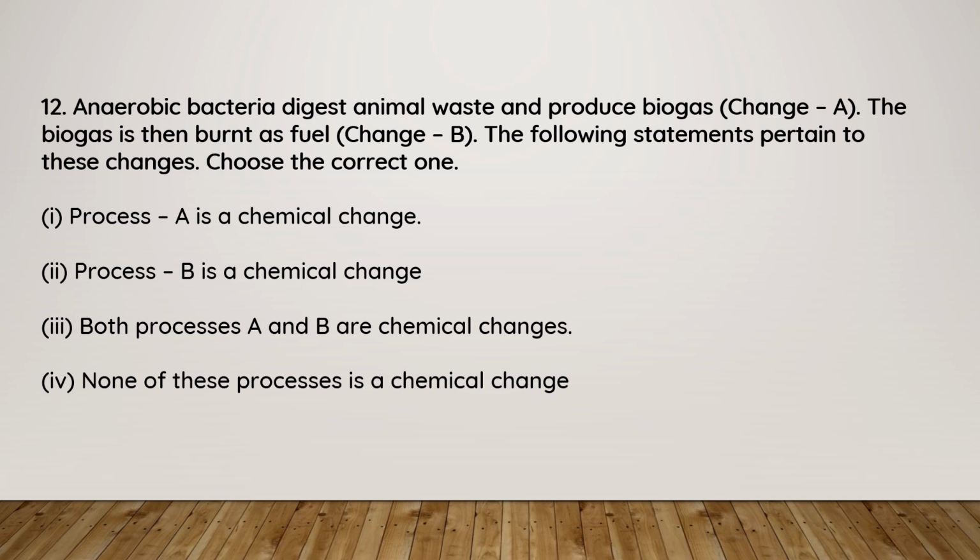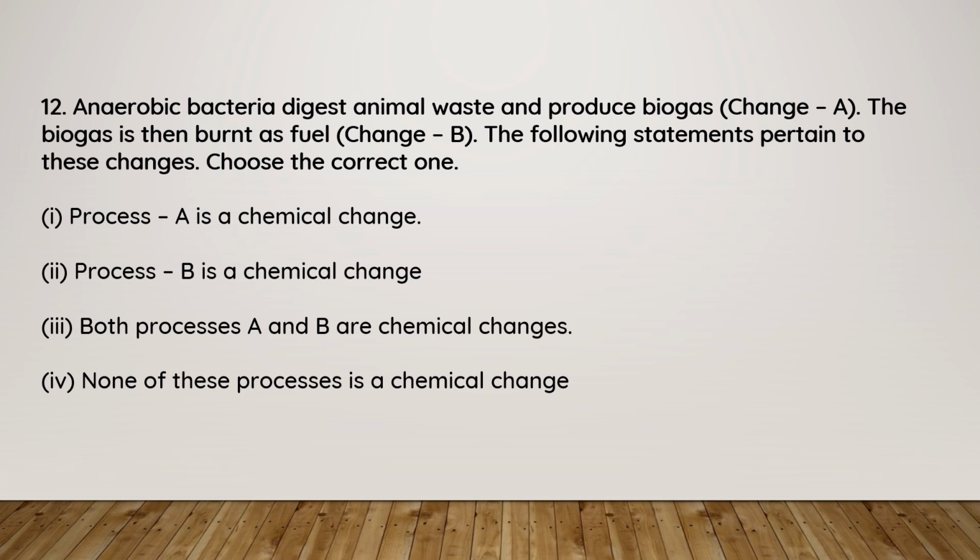Then 12th one. Anaerobic bacteria digest animal waste and produce biogas. That bacteria is in the soil, anaerobic bacteria. So that bacteria digest animal waste and produce biogas. That is change A. The biogas is then burned as fuel. That is change B. The following statements pertain to these changes. Choose the correct one.